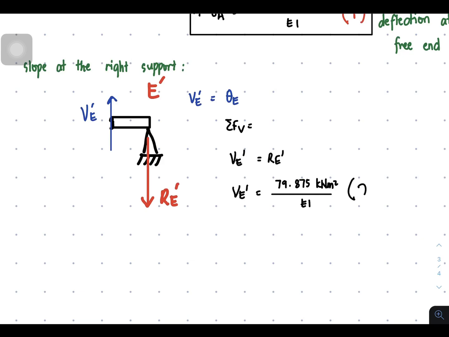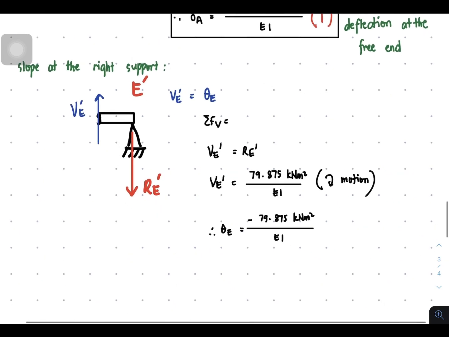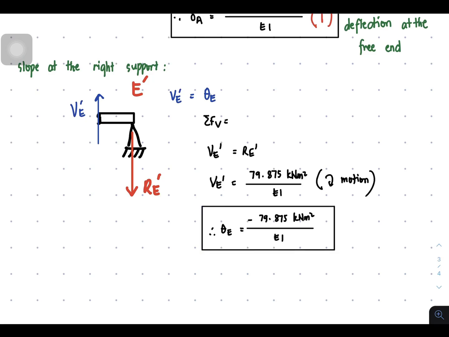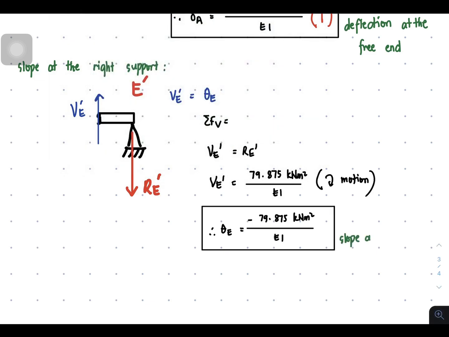So if that is clockwise, it says here clockwise motion, then therefore the slope at E is negative 79.875. So that's the conclusion. And then this is the final answer. The slope at the right support.